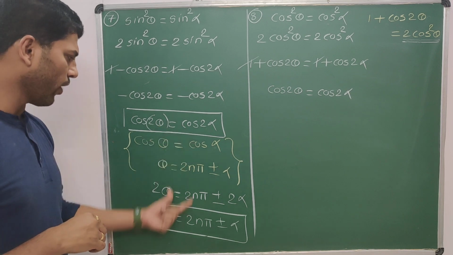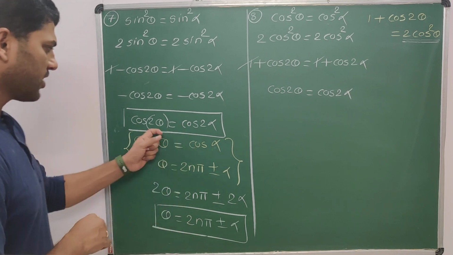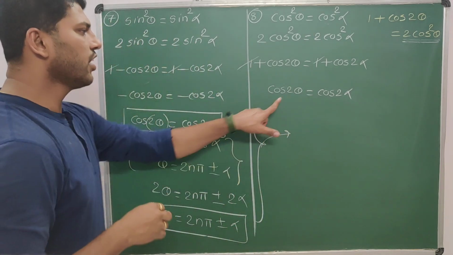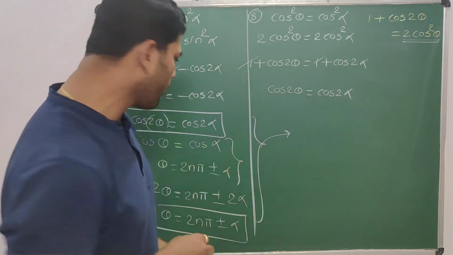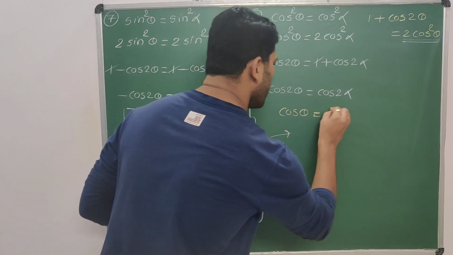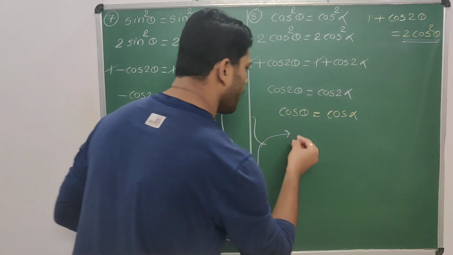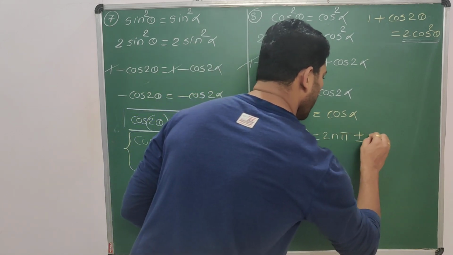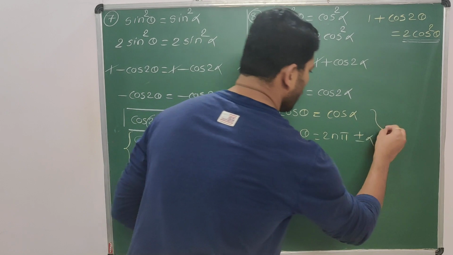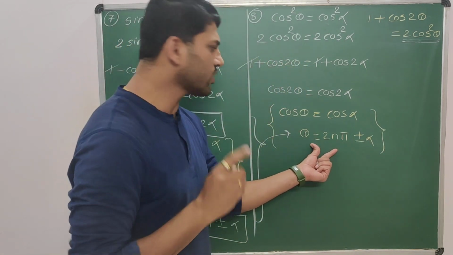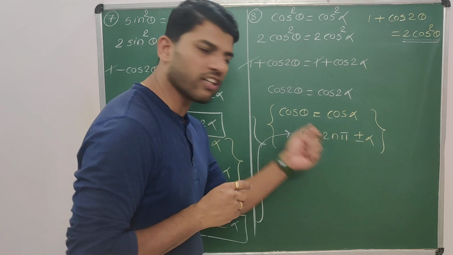Right? So there is no point in discussing this thing again. Please refer to this. The same thing repeats here. It's a cos theta equal to cos alpha case, so I am comparing in this way. The general solution is theta equal to 2n pi plus minus alpha. Those who are watching this video directly here, please refer to my previous video to understand this general solution.